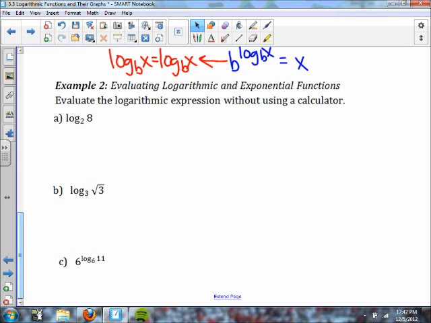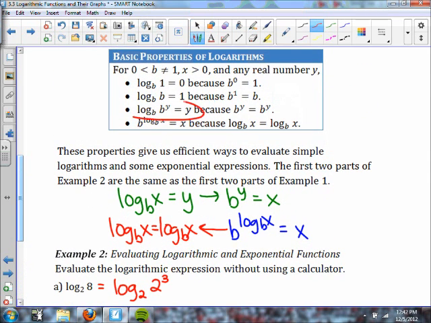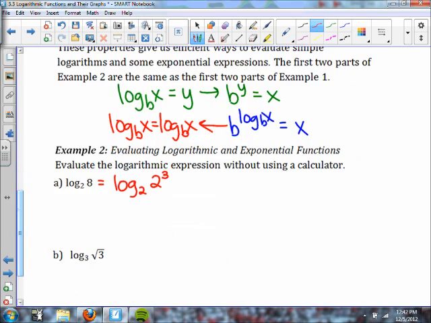Okay? Now in example 2, I want you to use the chart that we just created. Not just created, but we just saw in red. All right? Can I rewrite 8 as something? 2 to the third power. We know the answer is going to be 3. But I just want to do it like this. Now if we look at the chart, we're using this right here. Correct? So it's going to be the power. Our answer will be 3 using that property of exponents there.